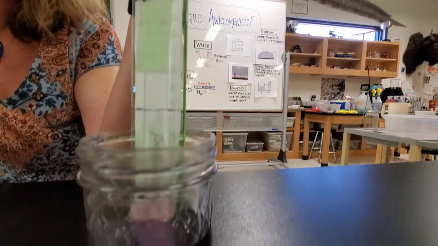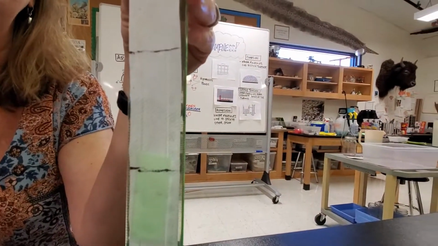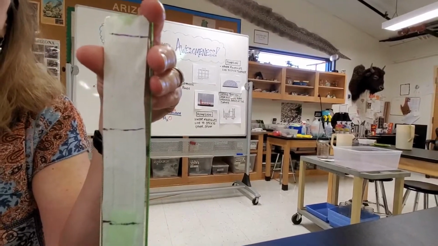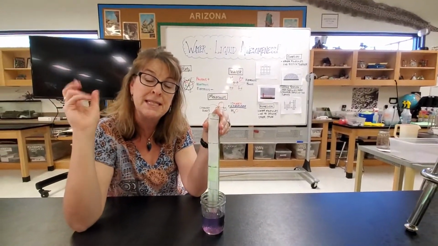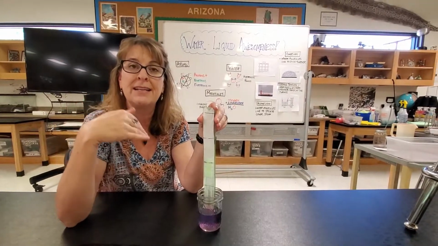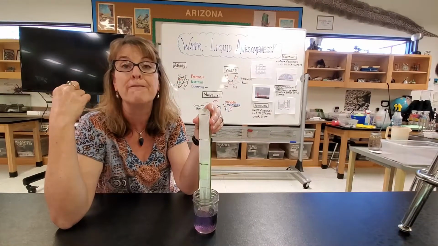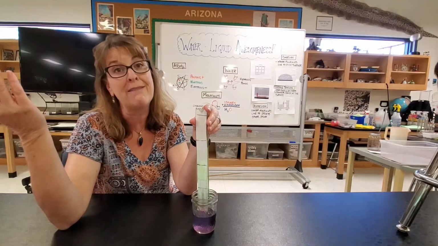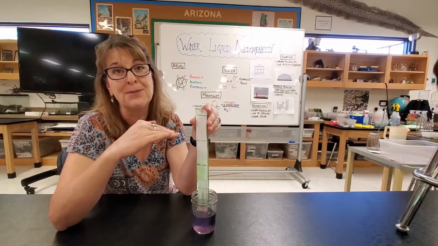At home, it would be fun to try out two different paper products, like a napkin and a paper towel, and see which one is more absorbent, or which one allows adhesion and cohesion to go on for longer before gravity takes over and it stops.